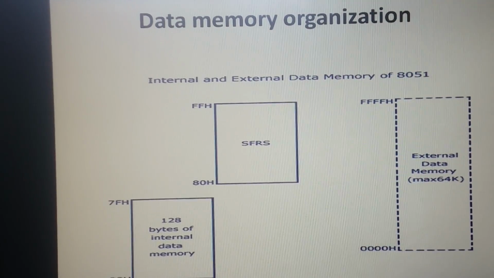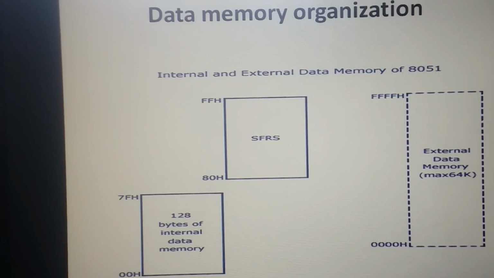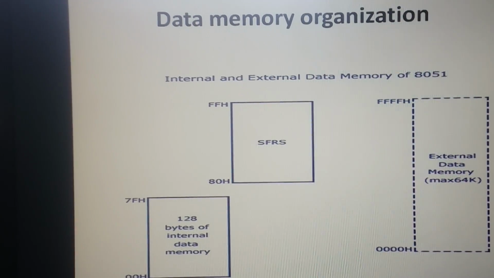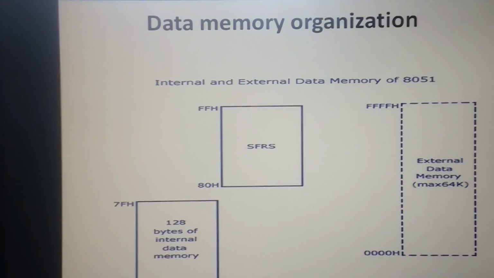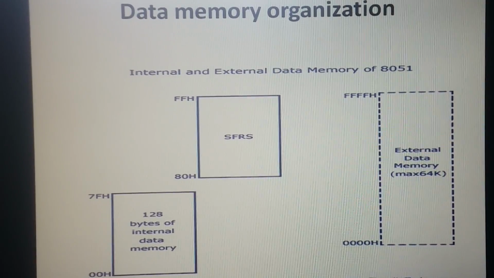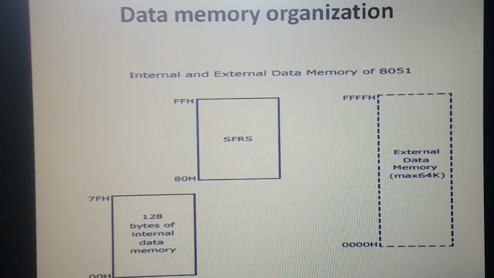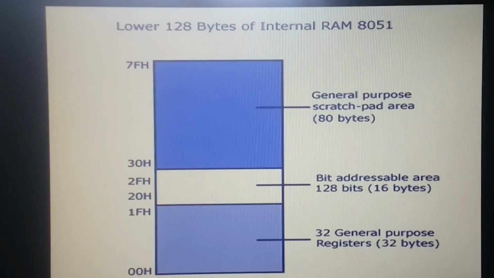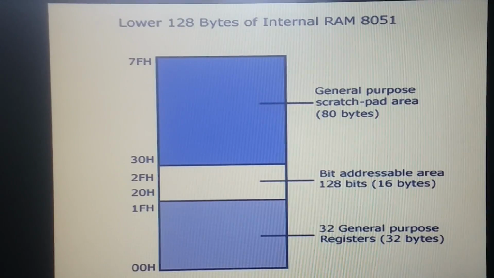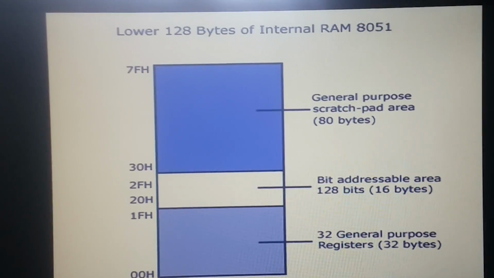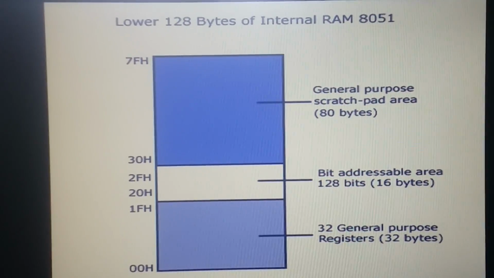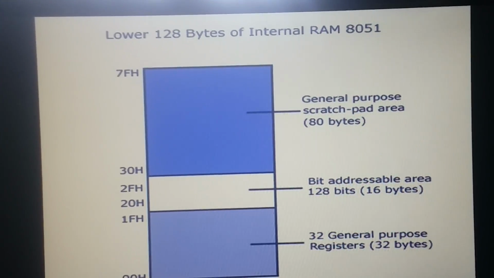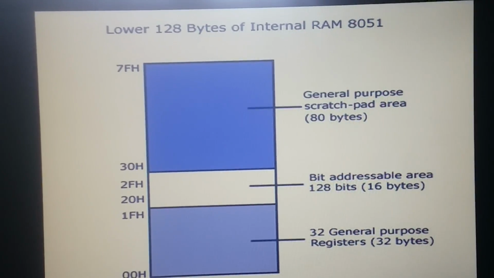Next comes data memory organization. In data memory organization, we have 128 bytes of internal data memory and SFRs. SFRs are nothing but special function registers. On the other hand, we have external data memory of 64 KB. The lower 128 bytes of internal RAM is divided into 3 parts. One is the 32 general purpose registers, which are used for 4 banks, register 0, register 1, register 2 and register 3, of 8 bits each.